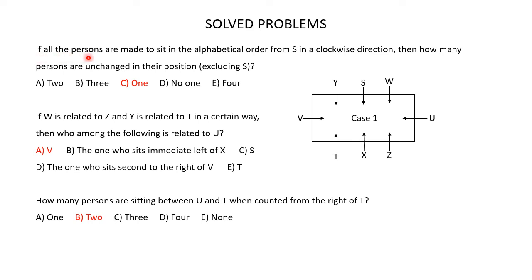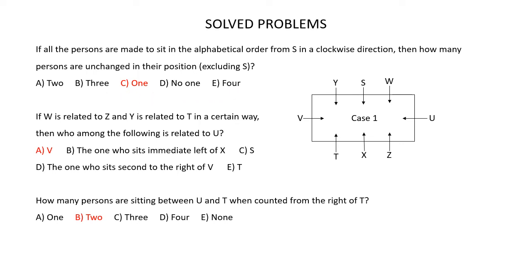If all the persons are made to sit in the alphabetical order from S in the clockwise direction, then how many persons are unchanged in their position, excluding S? You're given 5 options here and you have to find out which of these options is the correct one.